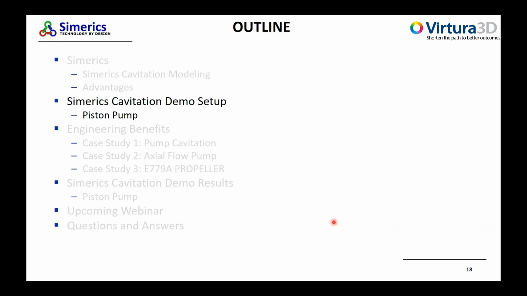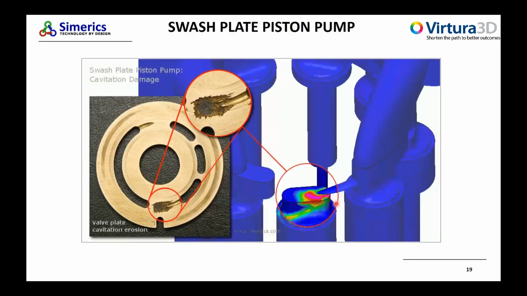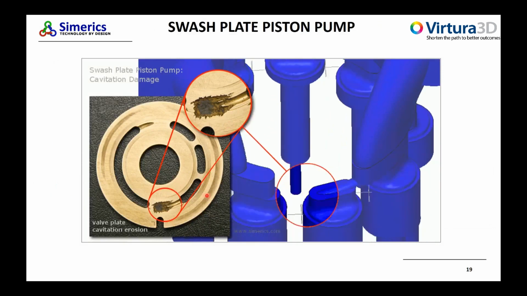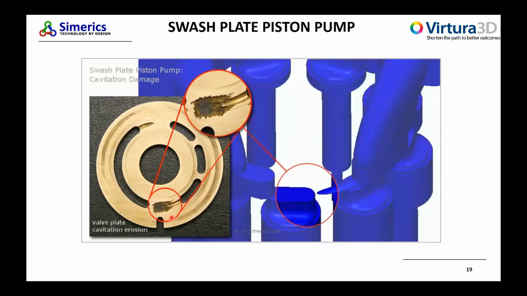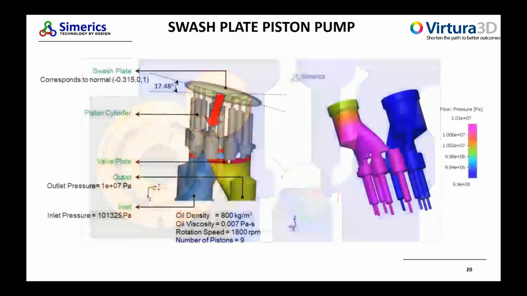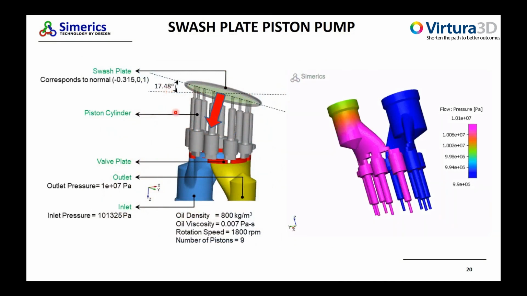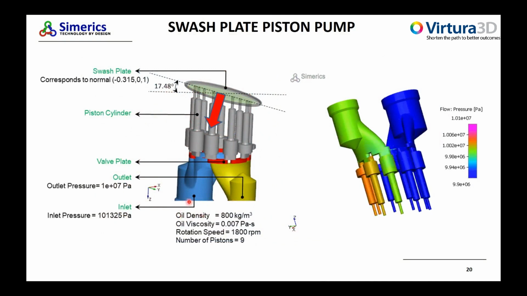So the next part of this talk, I'll briefly introduce the problem with this piston pump, and then Dr. Yavichin will show you how to set up this model. Here we are looking at this piston pump, and you're looking at cavitation erosion damage on the valve plate, and you can see our simulation can capture that. For this demo, we are using the swash plate piston pump. The swash plate angle is about 17.48 degrees. We have the piston cylinders, we have the valve plate domains, and then the outlet is around 100 bar, and the inlet is at atmospheric pressure.